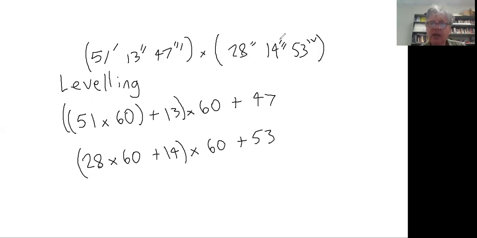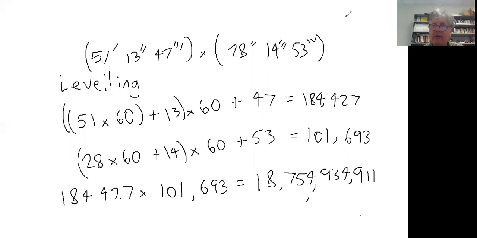Let me just pause while I do the calculator. Okay, I just quickly did this on the calculator. After leveling, I get 184,427, and that's going to be in thirds. For the second number, I get 101,693, and that's going to be fourths. And of course, if I multiply thirds by fourths, I get 18,754,000,000, and that's going to be in sevenths.